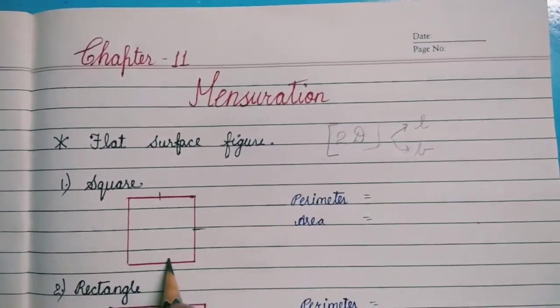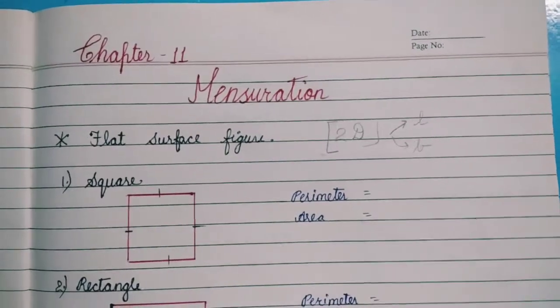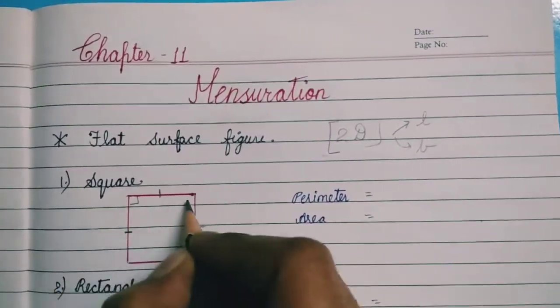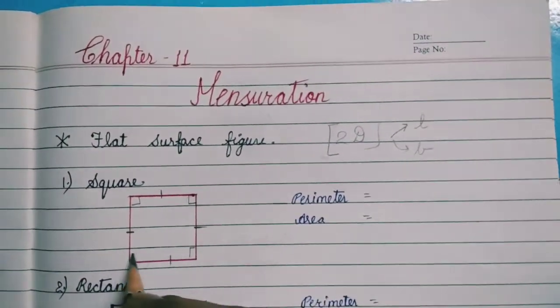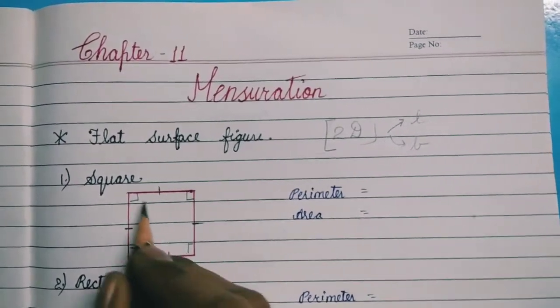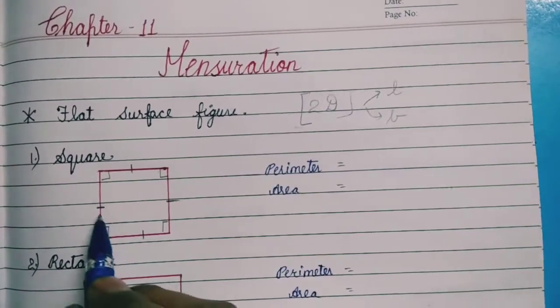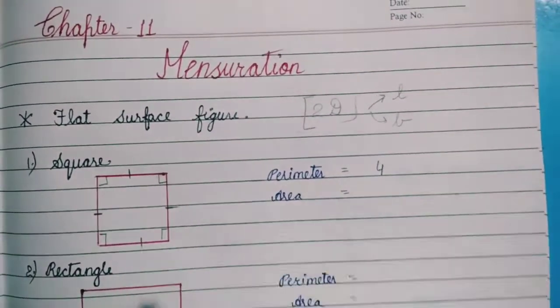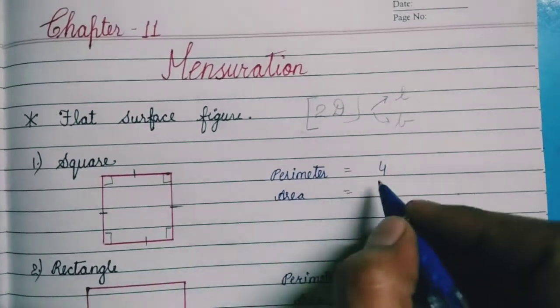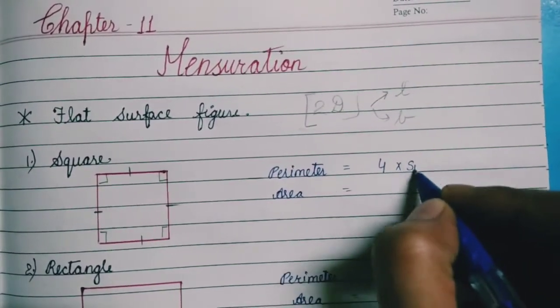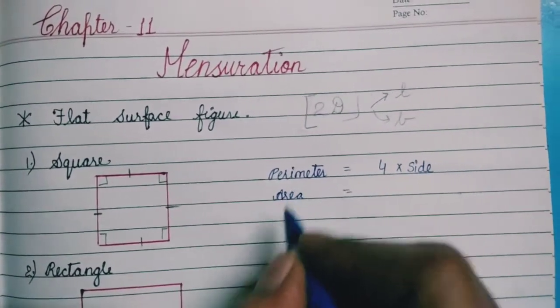Its all four sides are equal to each other, and at the corners we have each angle as 90 degrees. So its perimeter is, how many sides are equal? 1, 2, 3, 4. 4 sides are equal to each other. So 4 into side will be the perimeter of a square.